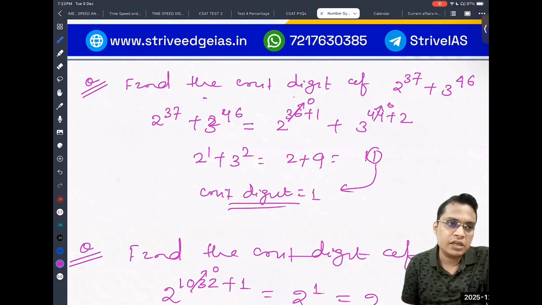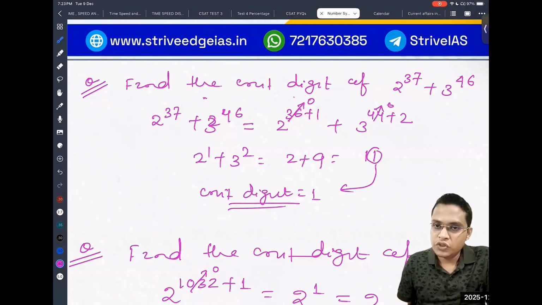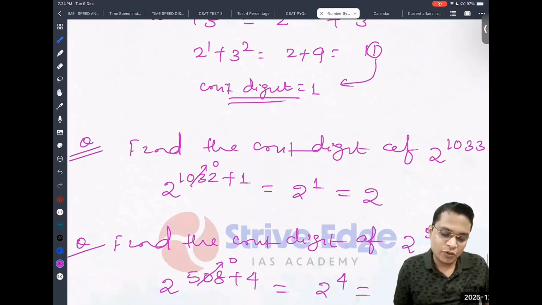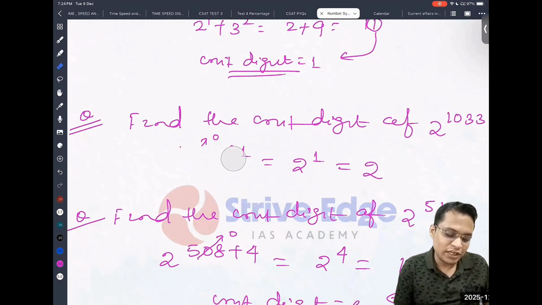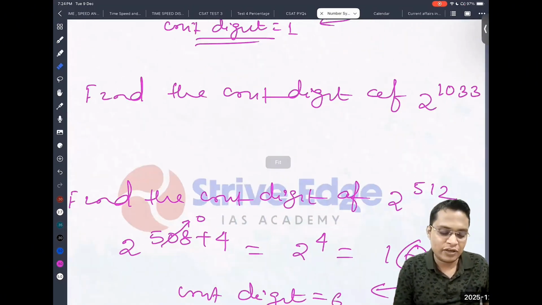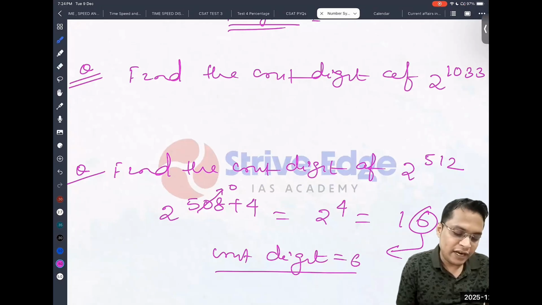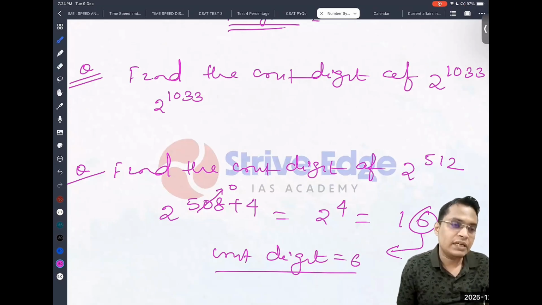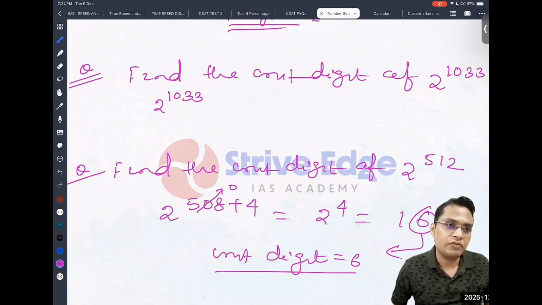So unit digit is 1. Okay, so let's see the next question. It looks like a big question, but in reality it is not that big. It is asking to find the unit digit of 2 to the power 1033. So how are we going to solve it?